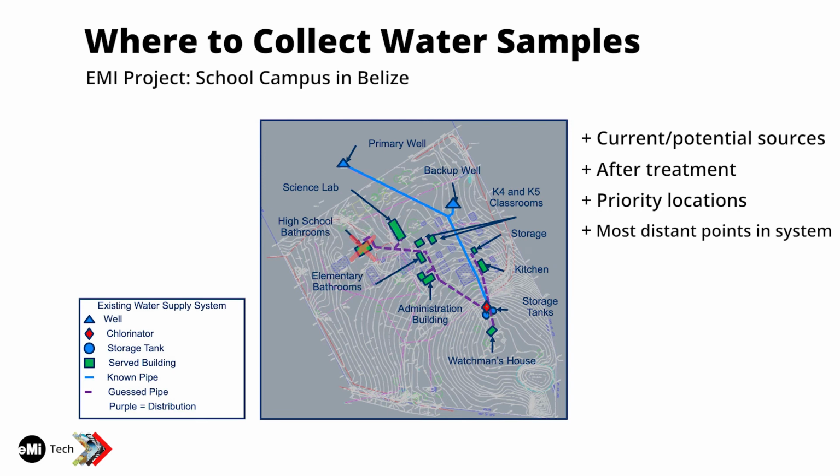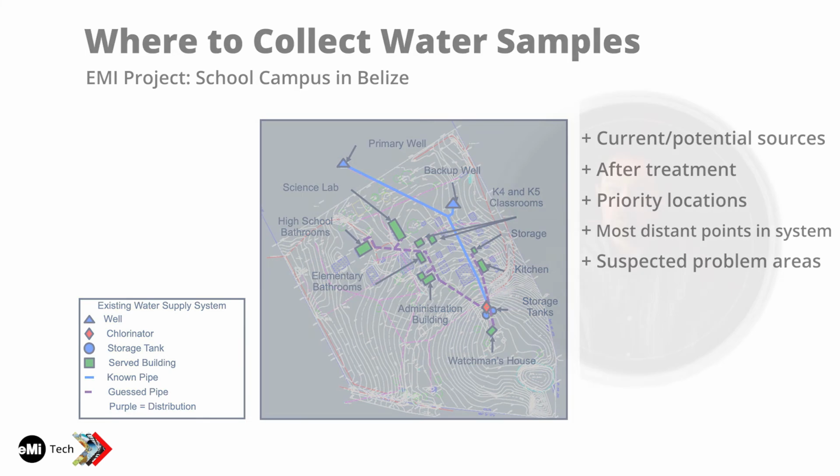So I do want to mention that when I say most distant points of the system, in some cases that might not actually be the water system itself. If a community has public taps and the community members carry the water to their homes and store it there, that would be your most distant point of the system. So that's where you would probably want to take those samples. And then of course, any kind of suspected problem areas, places where you have low pressure in the pipes, leakage, negative pressure, those would also be good places to sample.